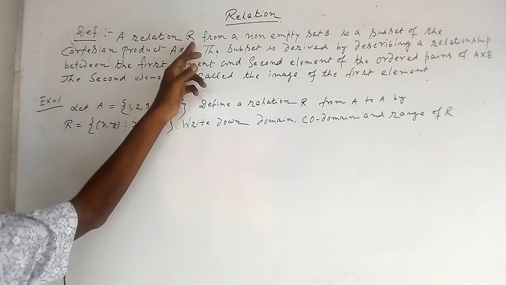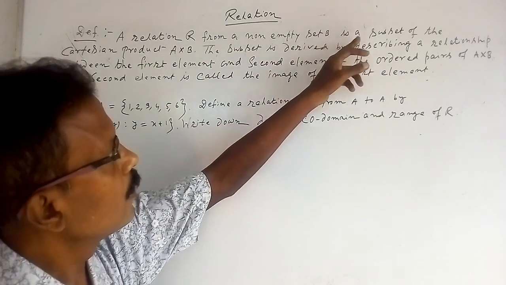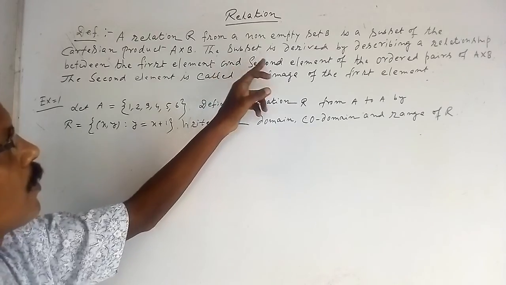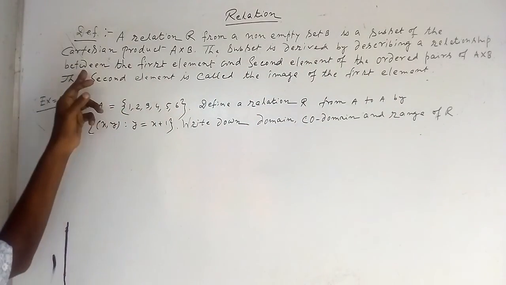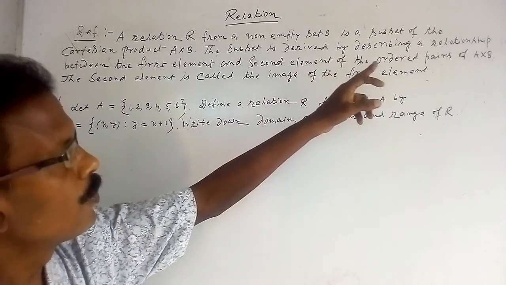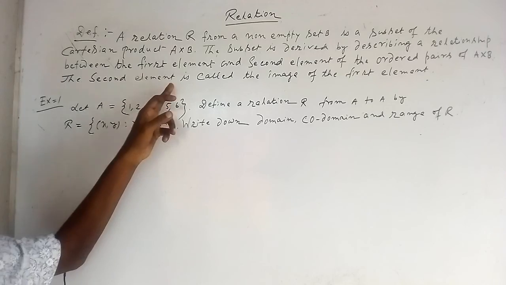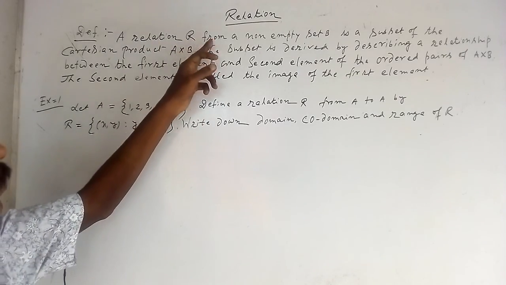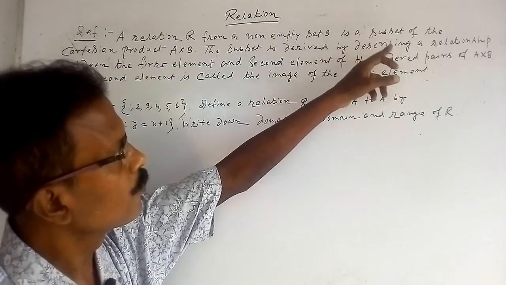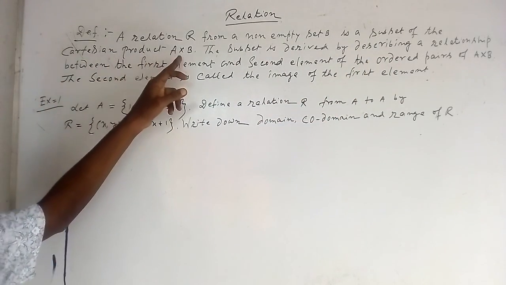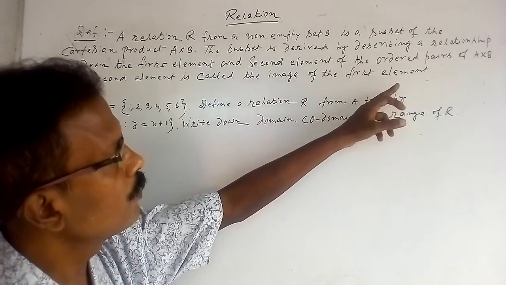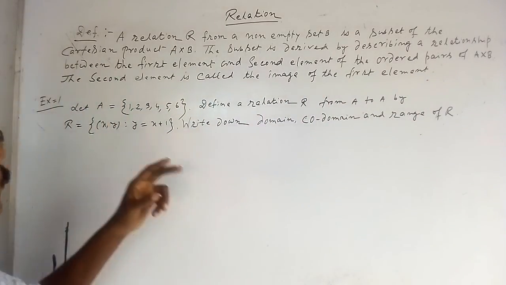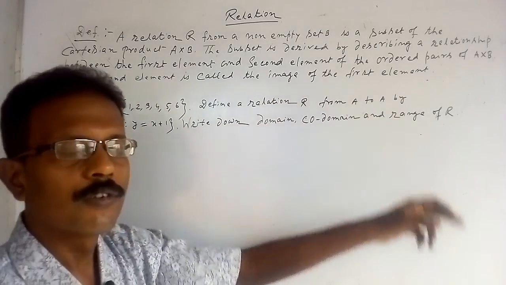A relation R from a non-empty set A to a set B is a subset of the Cartesian product A cross B. The subset is derived by describing a relationship between the first element and the second element of the ordered pairs of A cross B. The second element is called the image of the first element.